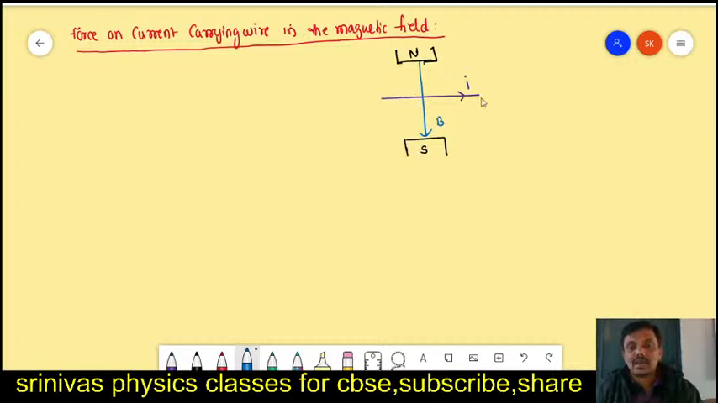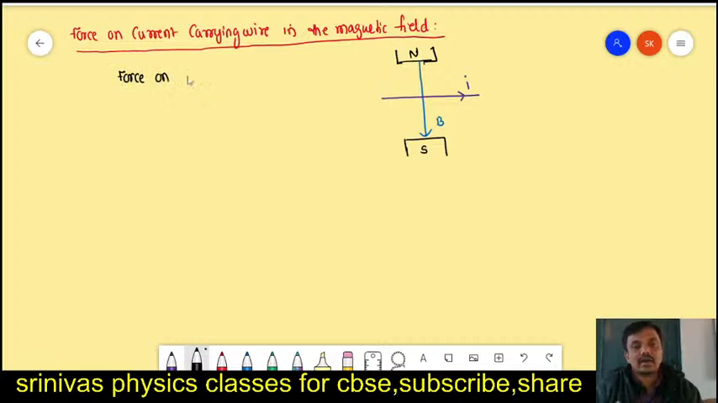Whenever this current carrying wire is kept in the magnetic field near the magnet, it experiences a force, and this current carrying wire will be deflected. That is experimentally observed. And on what factors does this force depend?